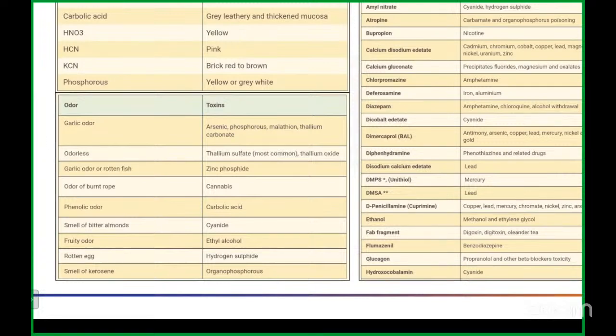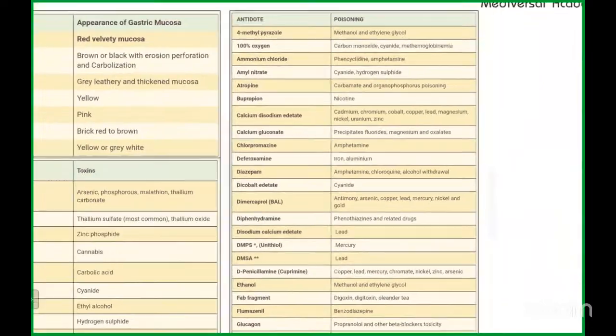Cannabis has the odor of burnt rope, which has been previously asked. Everything that I've included in these slides are previously asked questions. Carbolic acid has a phenolic odor. Cyanide, multiple times asked, smells of bitter almonds. Rotten egg, we know this right from our chemistry days. H2S has a rotten egg smell. As I said, the smell of kerosene comes from OP poisoning.